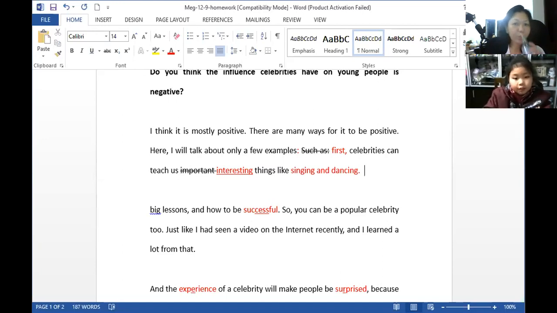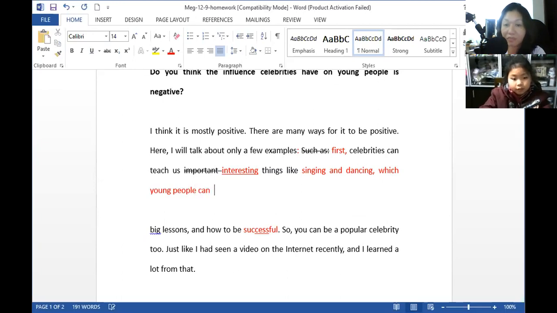Or maybe interesting things like singing and dancing, which they perform on TV. Okay, which they perform on TV. Yeah, which they perform on TV. But you want your sentence to show that that's how we learn it. Okay, which young people can learn and watch them performing them on TV.